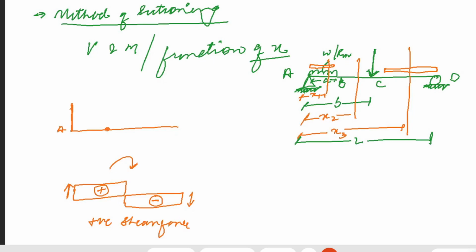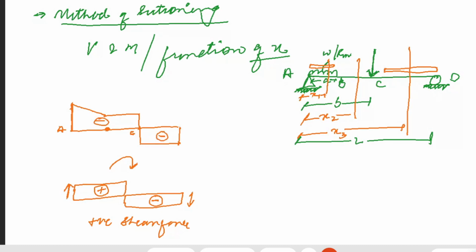is point B. Now, if this is uniformly distributed load, therefore it will vary somewhat like this. And then we will be having a constant shear force up till C. That point will be C. And then towards the D, it will be negative values. Now we will be drawing many other shear force and bending moment diagrams by which you will get a clear picture of how we actually draw them.